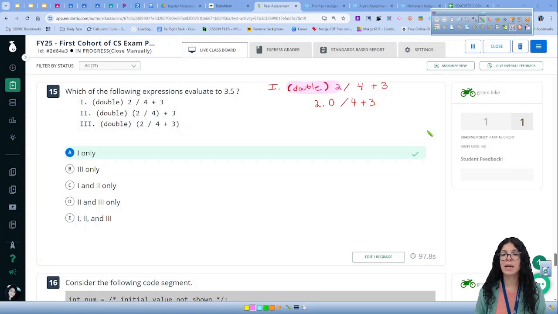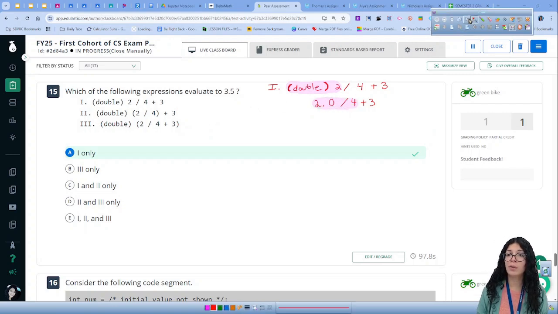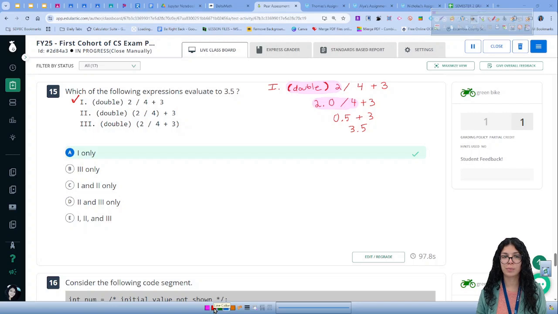So after typecasting, what's next is multiplication and division. In this case, I do have division, so I'm going to go ahead and do that next. Now 2.0 divided by 4 will be 0.5 since we have a double in the division. And then of course, the last thing is just to add 3. So I will get 3.5 on that one. So far, the first one has given me 3.5. Let's check the other two.